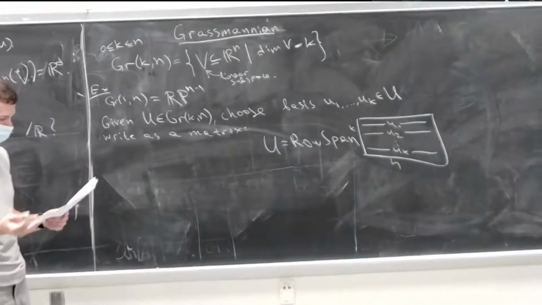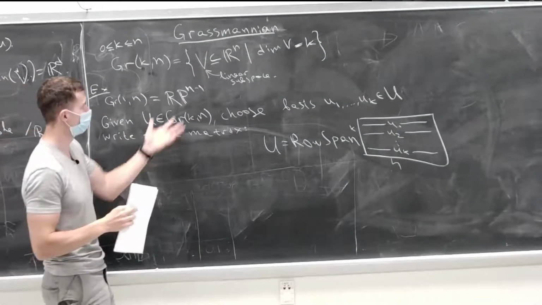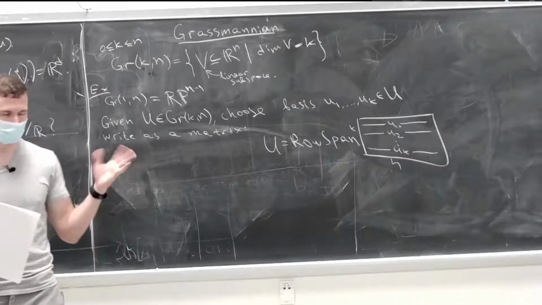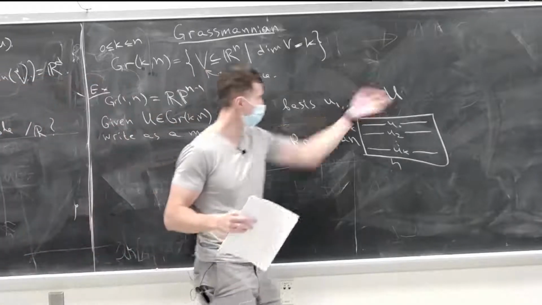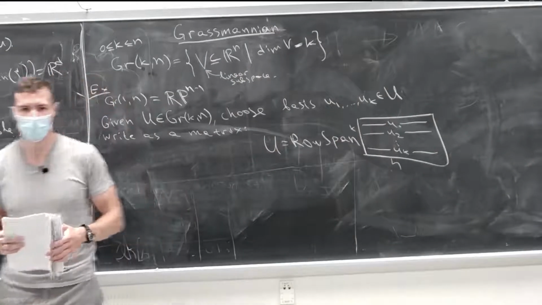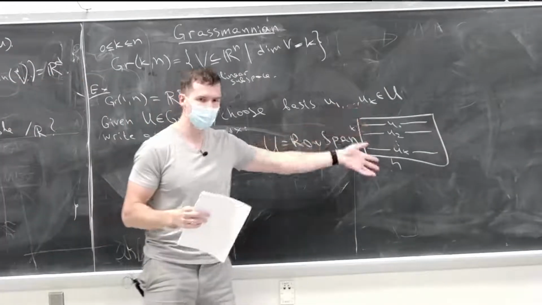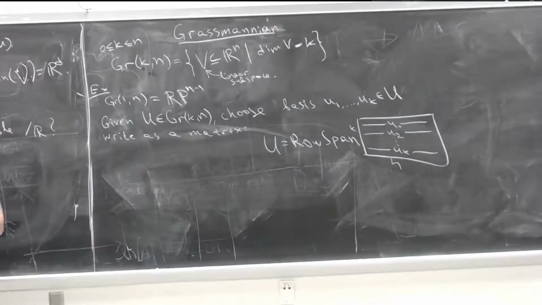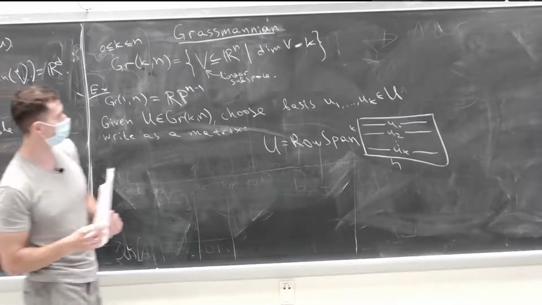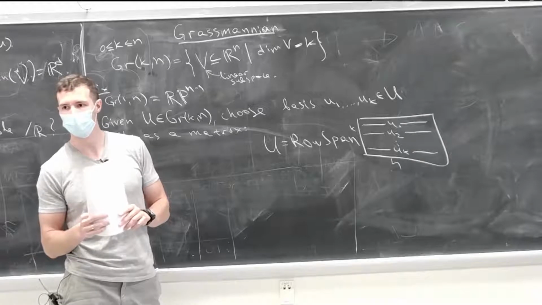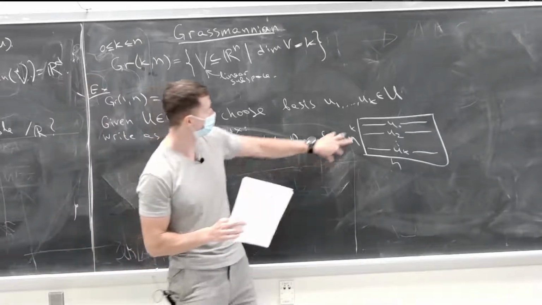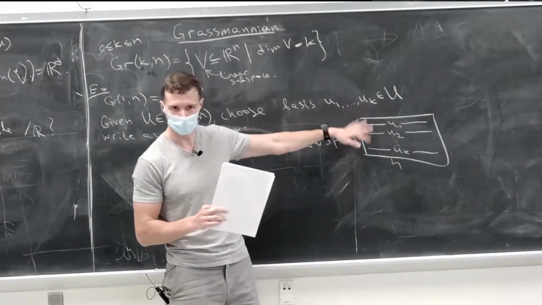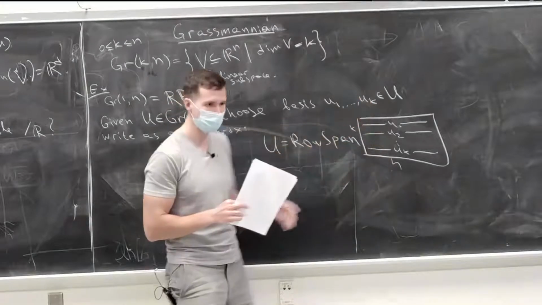And of course, I could choose a different basis. A given linear space has many different bases. How are the corresponding matrices related? It's action by an invertible matrix, on the left. So if you apply invertible row operations to these matrices, you get all possible bases of it.